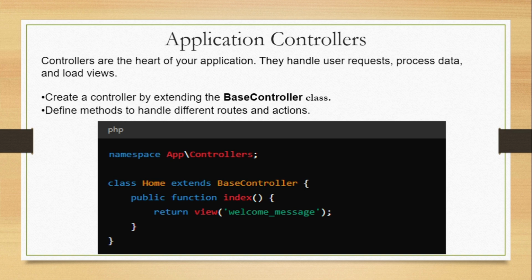Next, a very important part of MVC is the controller. Controllers are the heart of the application. They handle user requests, process data, and load views. Create a controller by extending the base controller class, and define methods to handle different routes and actions. Means in CodeIgniter, controllers are a very important part. They handle all your requests, process data, and load the particular views in your application.